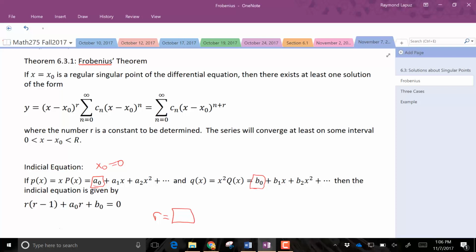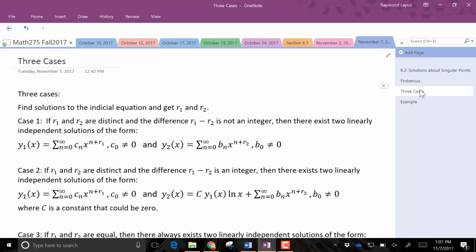Now, before actually doing an example, let's go through the possible cases, because when we have a quadratic, we've got those 3 cases. We either have repeated roots, 2 distinct real roots, or 2 complex conjugates for the solution for R. So let's figure out what to do in each of those cases. Once you figure out your indicial equation and solve for it, you're going to come up with 3 scenarios.